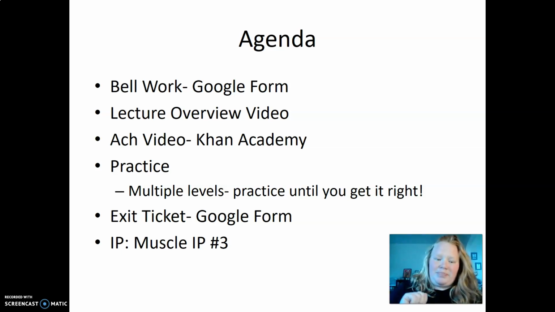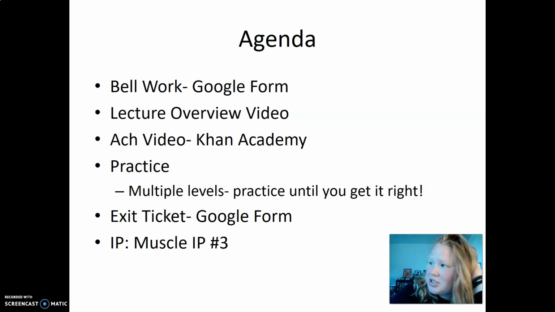Fourth thing, practice. So I'm going to have multiple levels of practice up on the Haiku page. So you will be able to practice with a lot of support. It'll be just a few blanks to fill in. And then as you get better at figuring out how this happens, there'll be less and less support. But you can always click back up to that one with a lot of support if you need a refresher.